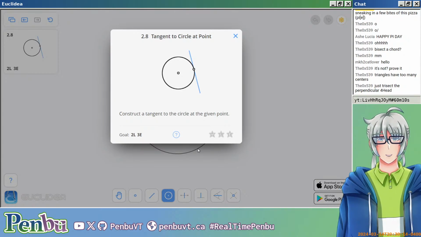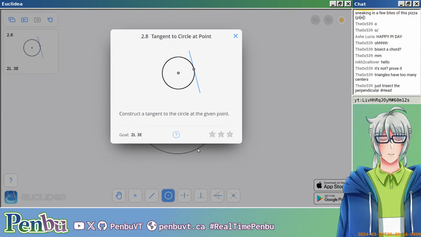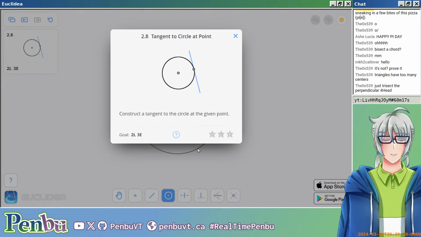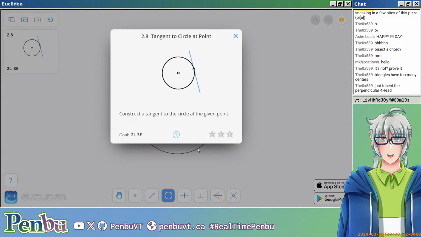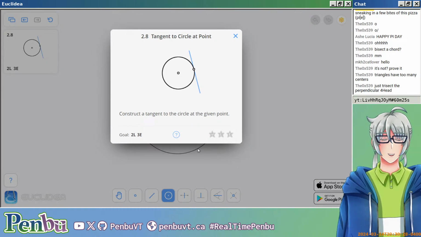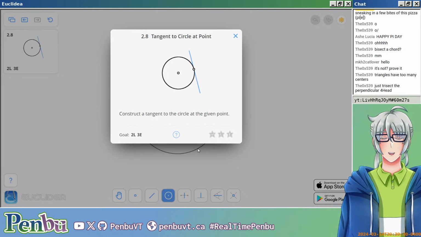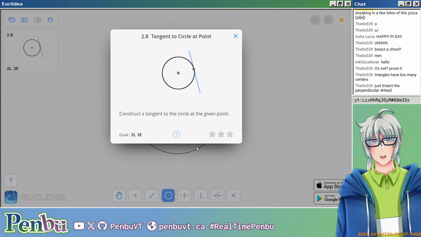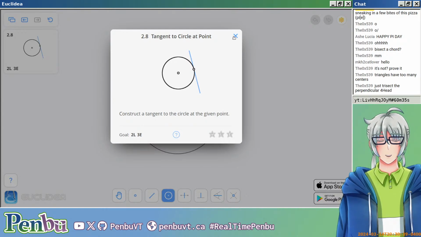2.8, tangent to circle at point. Construct a tangent to the circle at the given point. So a tangent is a line that intersects a circle at only one point. If the line is at any other angle, if it intersects the circle at all, it'll intersect it at 2 points. So the tangent has a very specific slope for that intersection point.